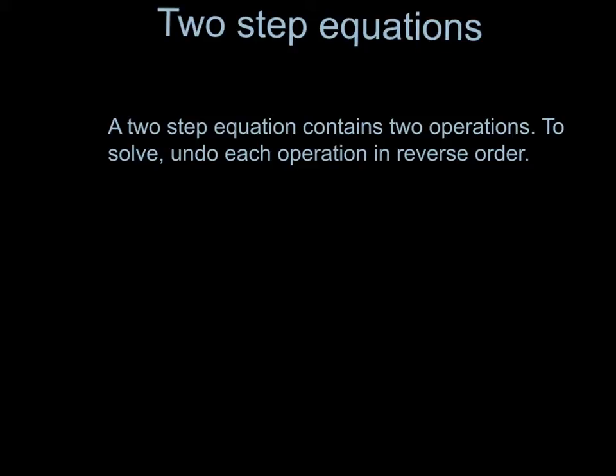This lesson is over solving two-step equations. A two-step equation contains two different operations. To solve, we're going to undo each operation in the reverse order. Undoing each operation is key.